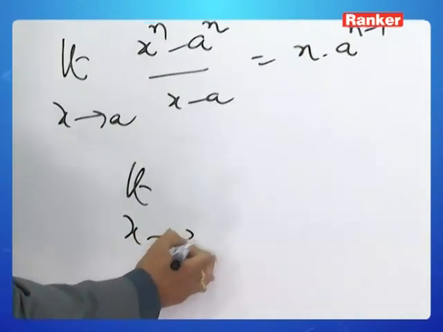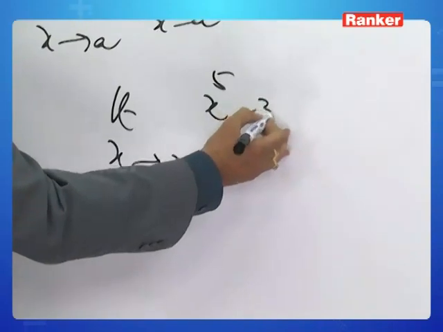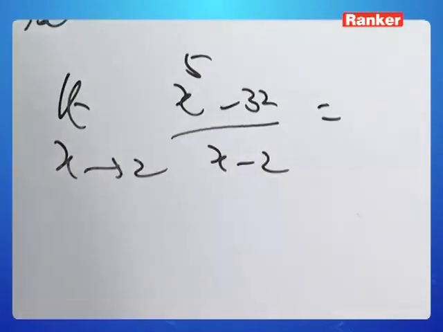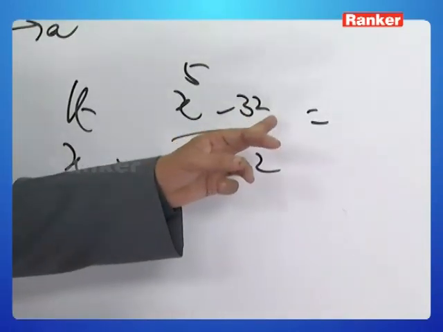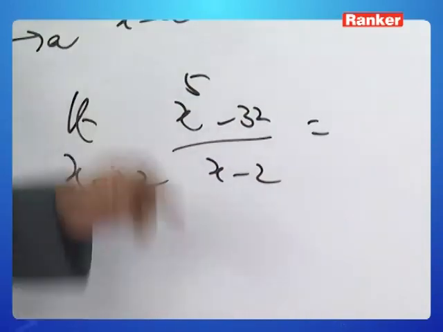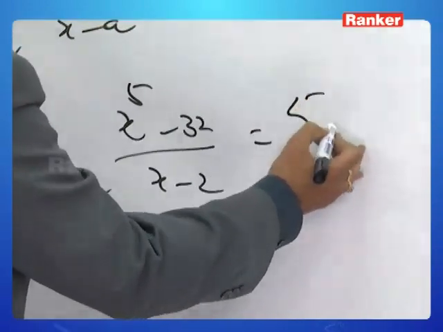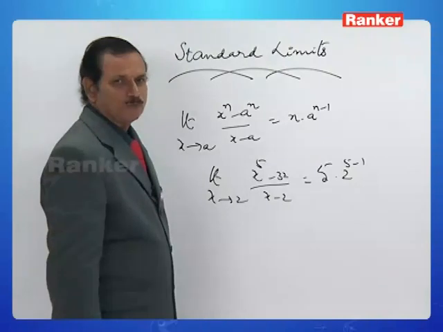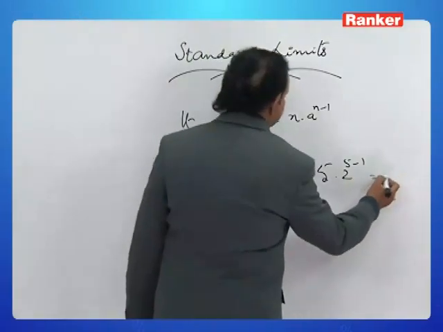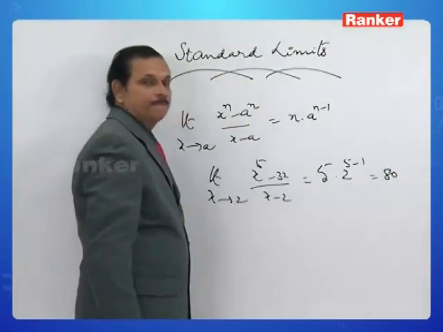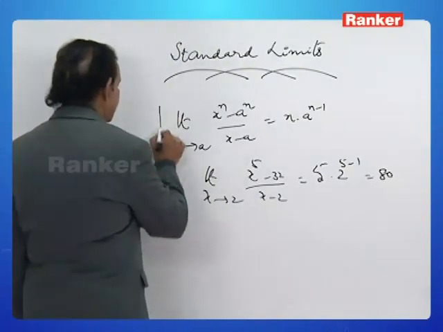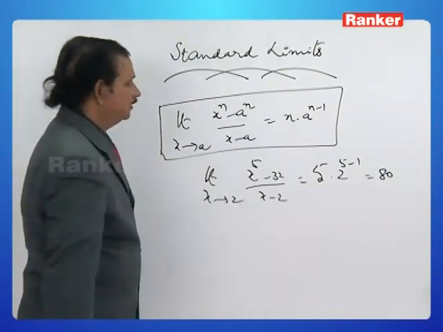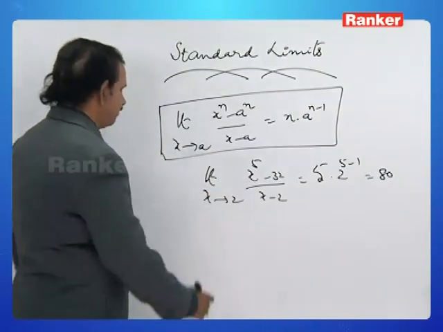Limit as x tends to 2, (x to the power of 5 minus 32) by (x minus 2). Imagine x^5, what is 32? 2^5. So in the place of n, we have 5. In the place of a, we have 2. 5 minus 1, what is 5 minus 1? 4. 2^4 is 16. 5 16s are 80. So this is the very first standard limit. And there are so many applications for this.